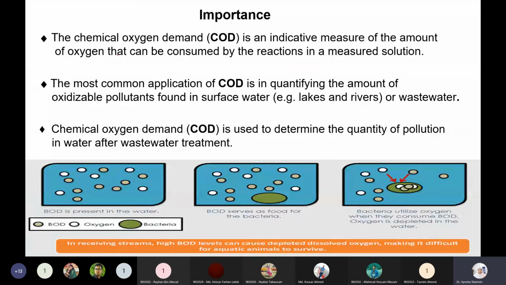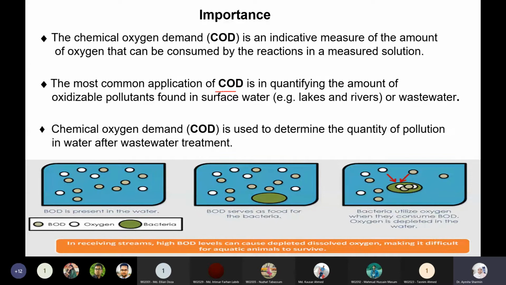Now COD. There is another thing, chemical oxygen demand, which is not a live thing that you are oxidizing. It's something from the chemical industry, a chemical that's not originated from life, coming as a pollutant to your water. So chemical oxygen demand is an indicative measure of the amount of oxygen that can be consumed by the reactions in a measured solution. The most common application of COD is in quantifying the amount of oxidizable pollutants found in surface water.